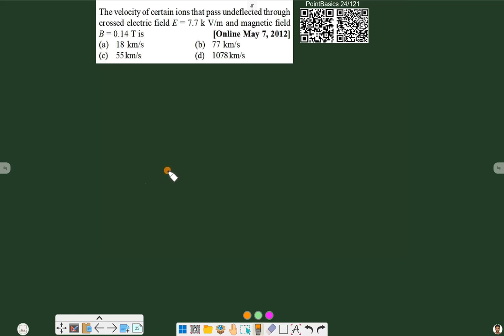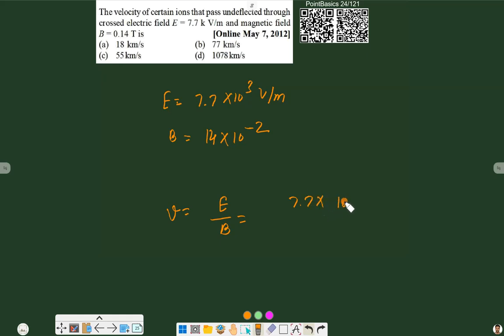The velocity of certain ions that pass undeflected through an electric field of 7.7 into 10 raised to power 3 volt per meter and a magnetic field B, which is also given, that is 14 into 10 raised to power minus 2. As we know the relation, velocity is E by B. So 7.7 into 10 to the power 3, divided by 14 into 10 raised to power minus 2, it will be 1.1 by 2.